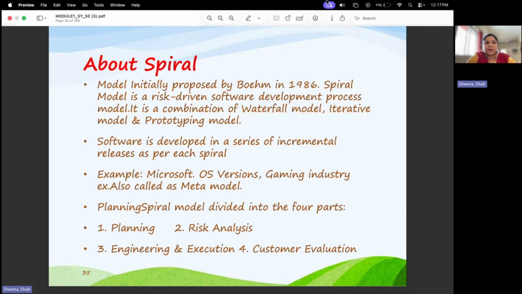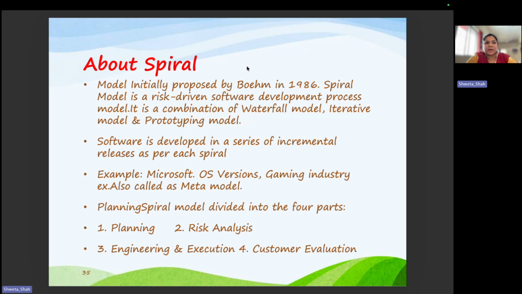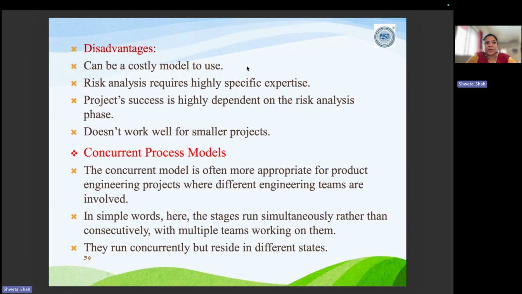Planning in the spiral model is divided into four parts: planning, risk analysis, engineering and execution, and customer evaluation. The feedback and customer evaluation are very important for understanding how the model and the project are working. With the help of the feedback, we can update the software. Few disadvantages are still there. It can be a costly model to use. Risk analysis requires highly specific expertise. Project success is highly dependent on the risk analysis phase, and it doesn't work well for smaller projects.